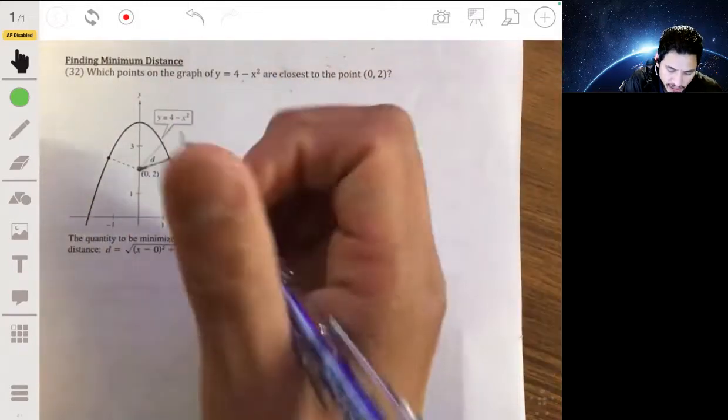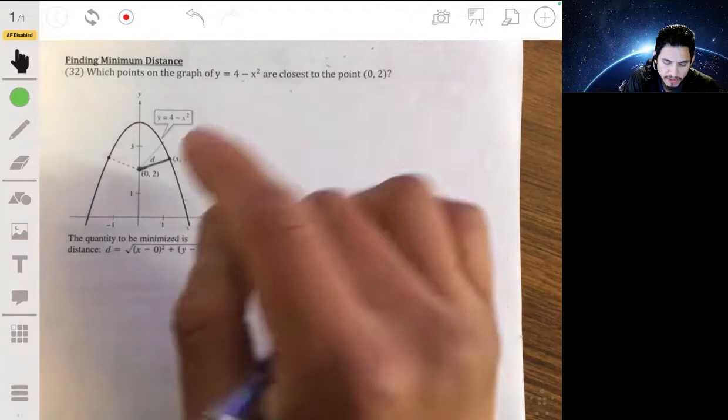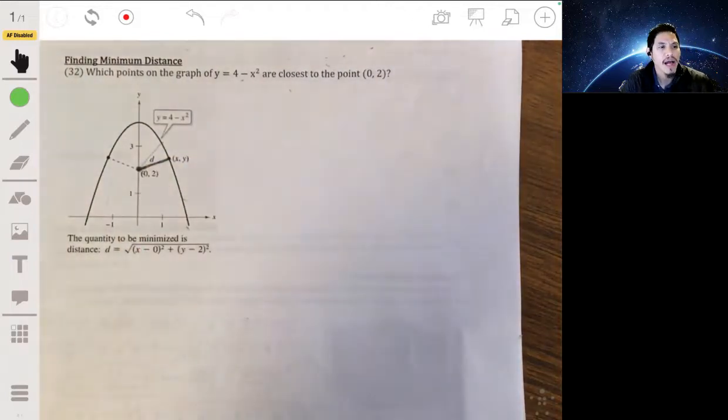So we need to find out what values of x and y will yield that minimum distance. The idea is to find an equation for the distance and then find the minimum distance by differentiating the equation for distance and looking at the critical values. Then we can see which critical values yield a relative minimum within the domain of this problem.